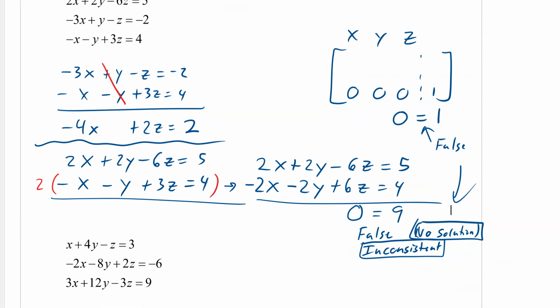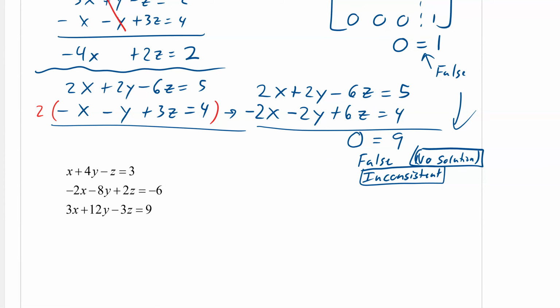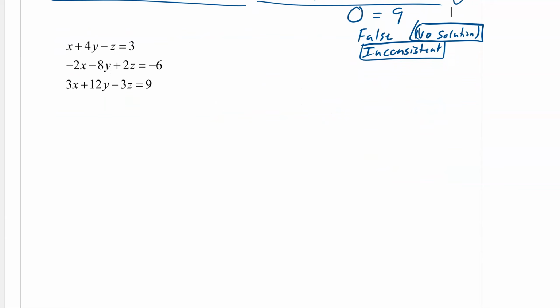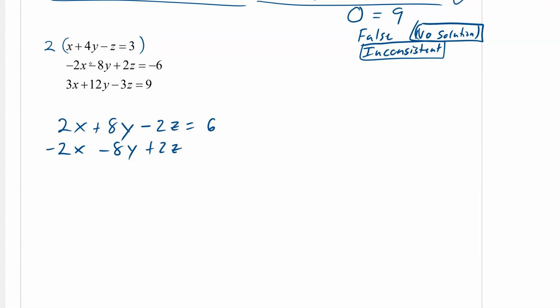Okay, so obviously the next one is, you guessed it, dependent. Let's try this one now. Looking at it, I can already see that the top and the bottom have a multiple of 2. So let's just start with those two. I'm going to multiply the top one by 2. That gives me 2x plus 8y minus 2z equals 6, and the other is negative 2x minus 8y plus 2z equals negative 6.